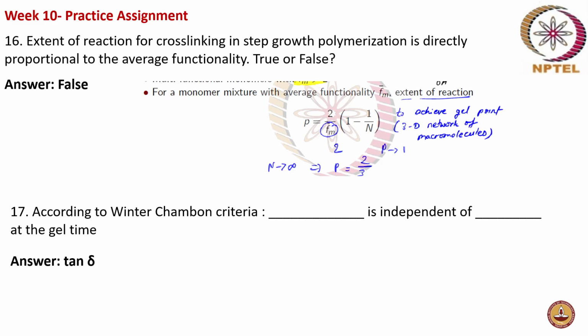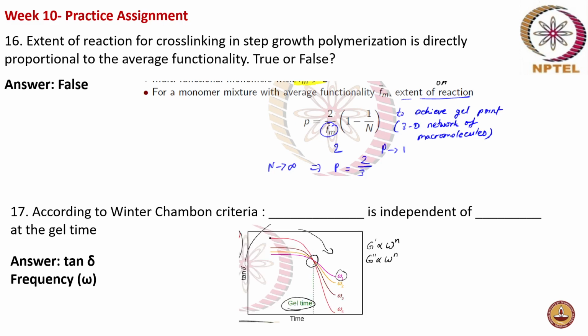Okay, so it becomes independent of frequency. If you plot tan delta versus time for different frequencies, at gel time, according to the Winter-Chambon criteria, it becomes independent of frequency. The tan delta becomes independent of frequency because your G prime is a function of frequency and your G double prime, your loss modulus, is again a function of frequency, and both are similar functions of frequency. When you take the ratio of G double prime to G prime, the frequency will fall out and it becomes independent of frequency at gel time.